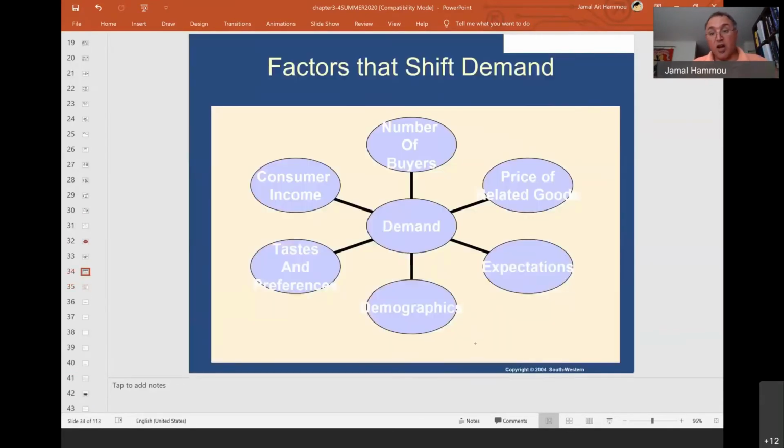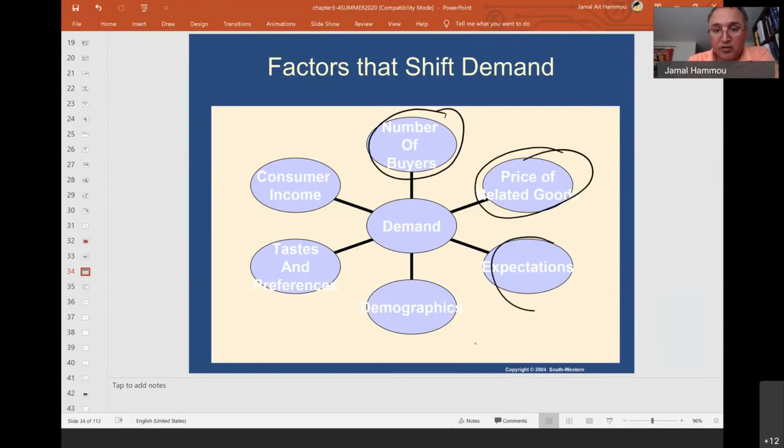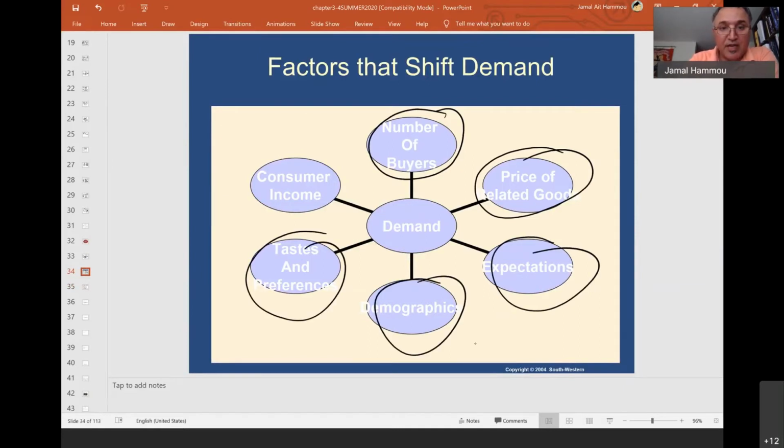Now, what causes the demand to shift right or left? There are a lot of things that can cause you to move from left to right, but we're going to talk about one at a time, because remember, we have to study one variable at a time. You might have a change in number of buyers, price of related goods, expectations, demographics, taste and preference, and consumers' income. All of these have nothing to do with the price of the product. What does that mean? All of them will shift the demand curve either to the right or to the left. The price does not shift the demand curve. These other factors, or determinants, shift the demand curve.